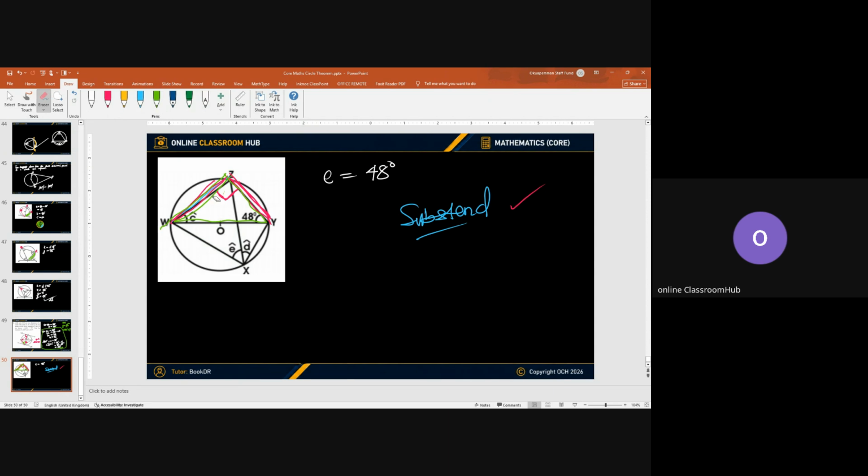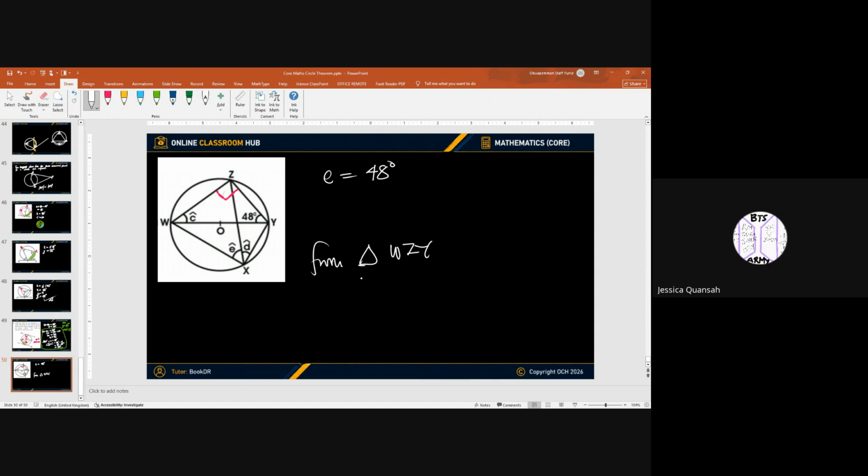Okay, so now let's go. Let me clean all these things. So if you are using that triangle, from triangle WZY, what can you do? So we can find C. How do you find C? So it will be 90 plus 48 plus C equals 180. Good. So quickly use your calculator and tell me C.